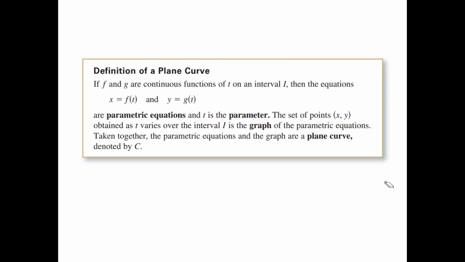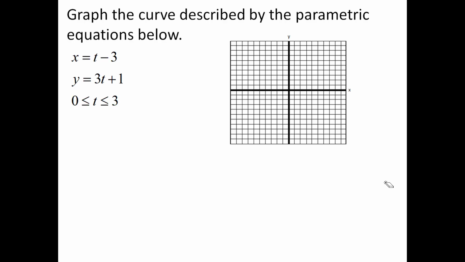Okay, so let's go over a definition. If f and g are continuous functions of t on an interval I, then the equations x equals f of t and y equals g of t are parametric equations, and t is the parameter. The set of points x, y obtained as t varies over the interval I is the graph of the parametric equations. Taken together, the parametric equations and the graph are a plane curve denoted by C. Just some vocabulary, some words we're going to use.